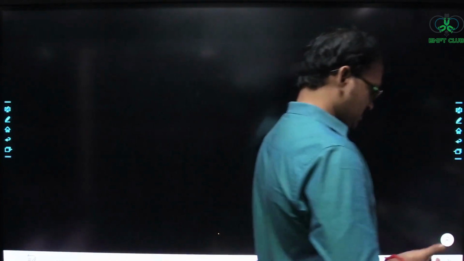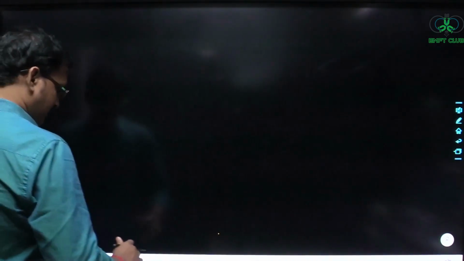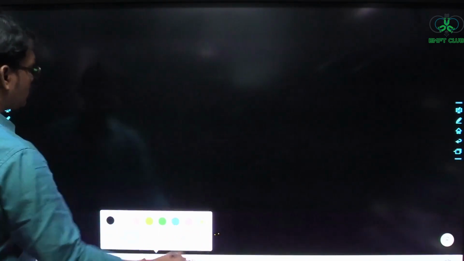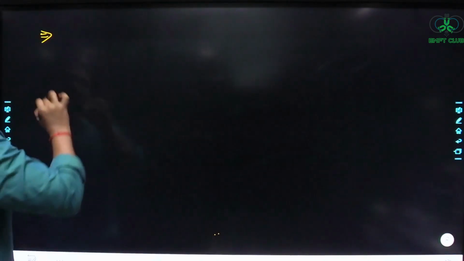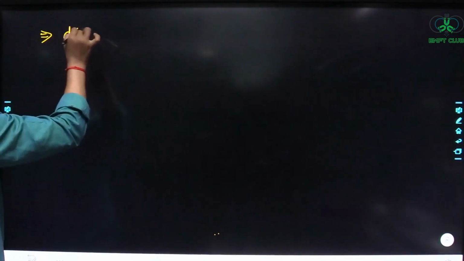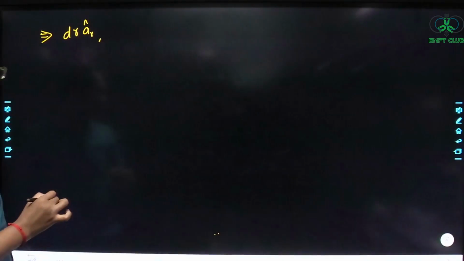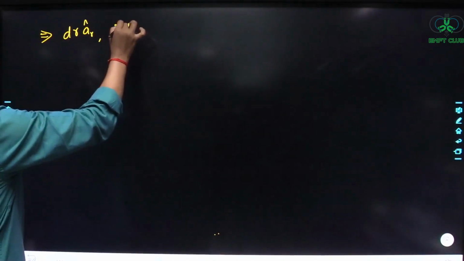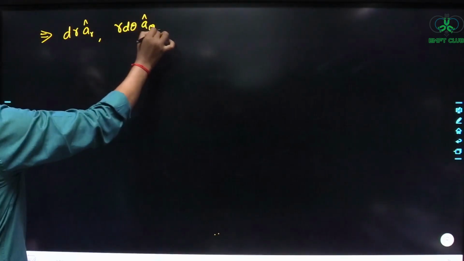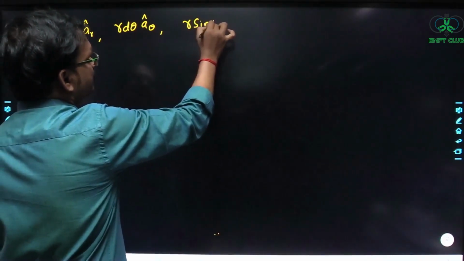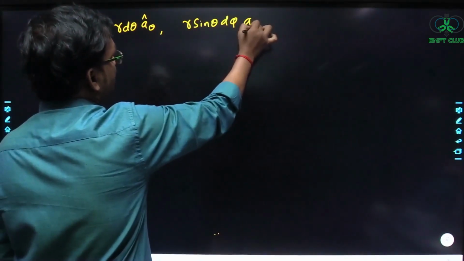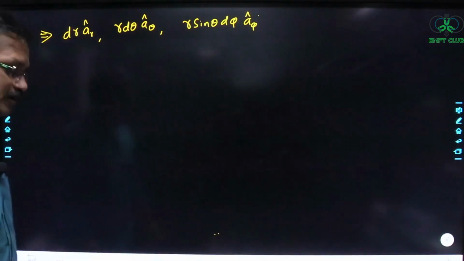So up till now we have seen how to represent the unit vectors. In this spherical coordinate system, what are the differential lengths we got here? The differential length along r is nothing but dr a_r cap. The differential length along theta is r d theta a_theta cap. And the differential length along phi is r sin theta d phi a_phi cap. So these are the differential lengths we got.